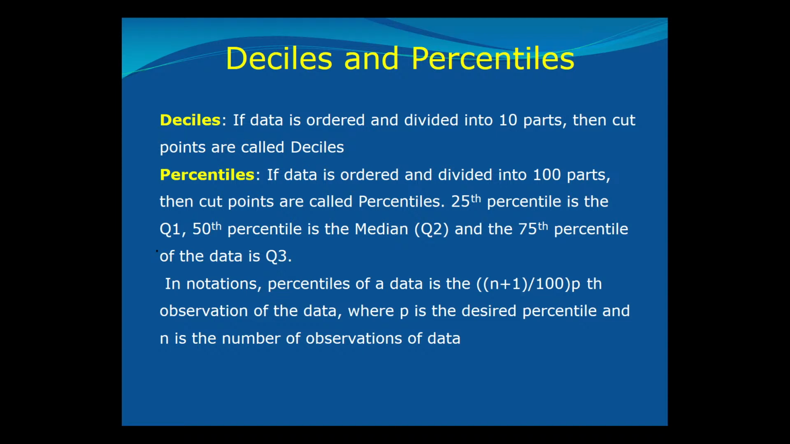In notation, the percentile of the data is given by this formula, where P is the desired percentile, and N is the number of observations of data. If we divide our data set into 10 parts, we use deciles. So it is possible to describe data by using quartiles, deciles, and percentiles.